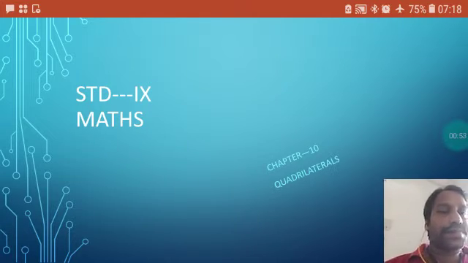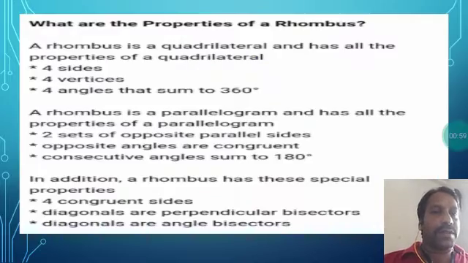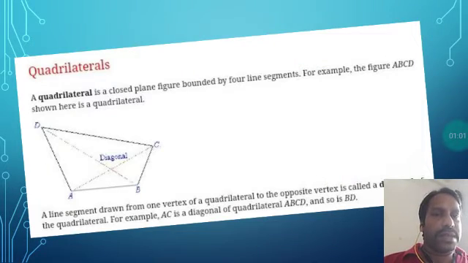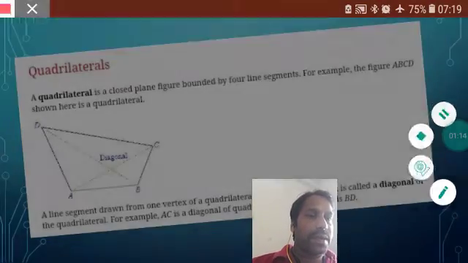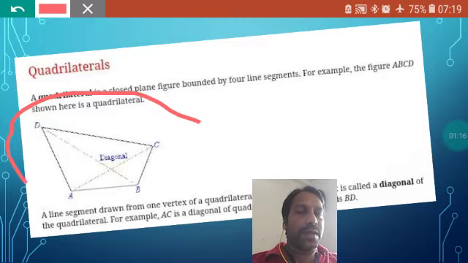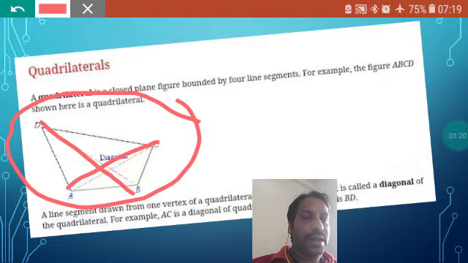So let us start. What are we studying? Quadrilateral. What is a quadrilateral? If you have remembered, it is a closed plane figure bounded by 4 line segments. The figure ABCD shown here is the quadrilateral. This figure is called a quadrilateral. These are called the diagonals of the quadrilateral.